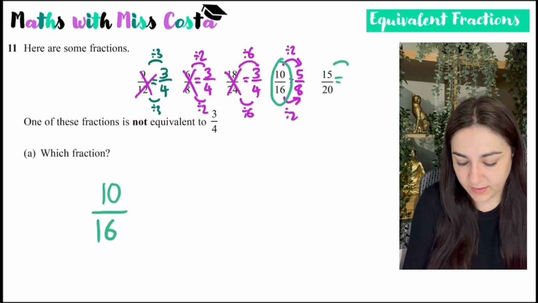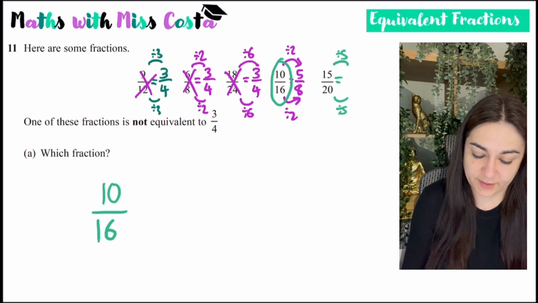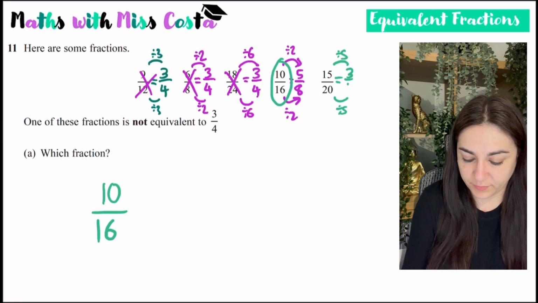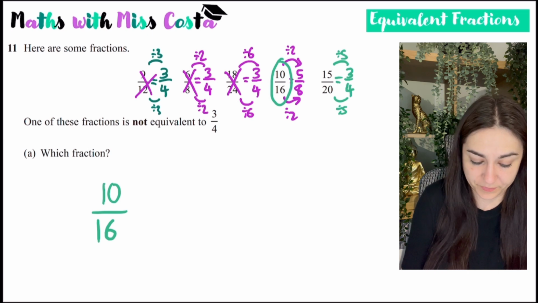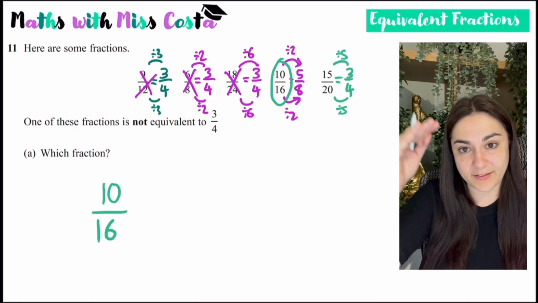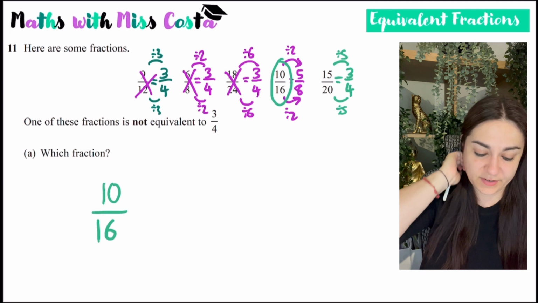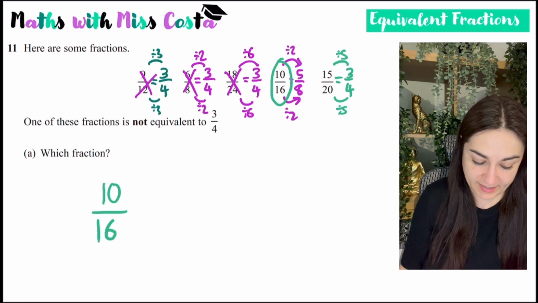Just to prove it, 15 and 20, the highest common factor would be 5. So if I divided 15 by 5, I'd end up with 3. 20 divided by 5 is 4. Equivalent fractions, all it means is you divide the numerator and the denominator by the same number and you're simplifying it. And you continue doing that until you can't simplify it anymore.